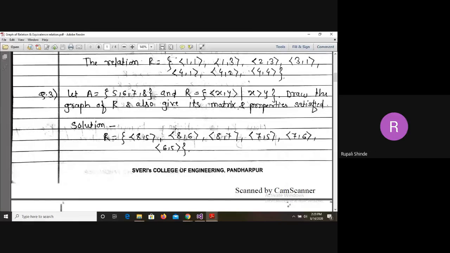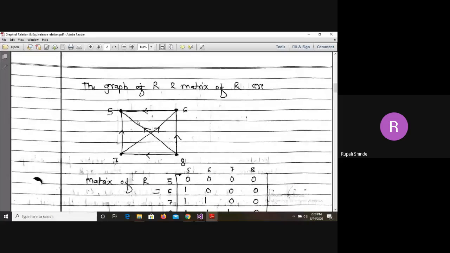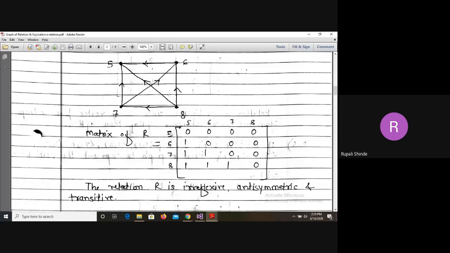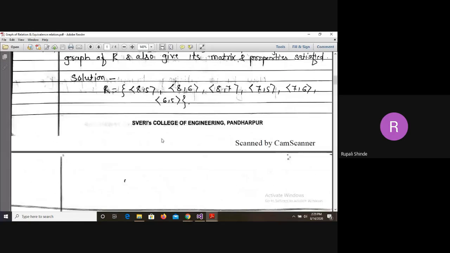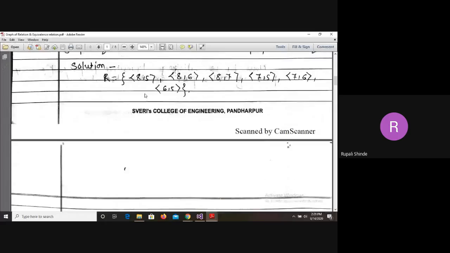3 by 3, 4 by 4? Hence, that would be 4 by 4, because the relation is defined on set A, which consists of 4 elements. So that matrix will be 4 by 4, with rows and columns 5, 6, 7, 8. Now, the first order pair is 8, 5.